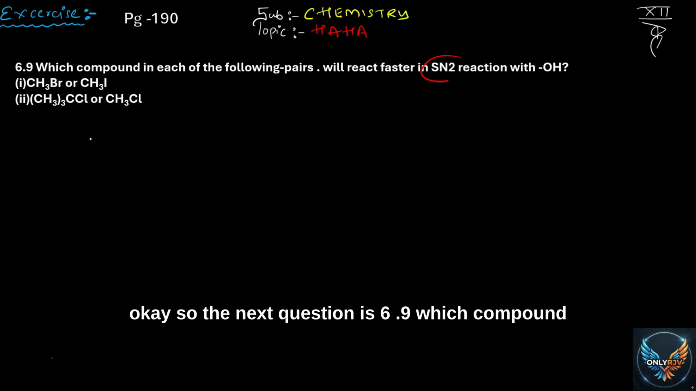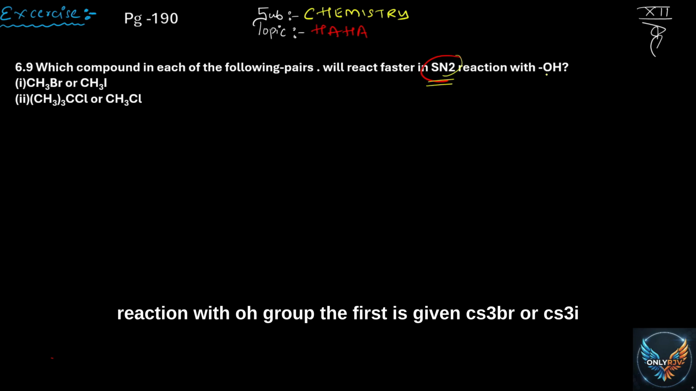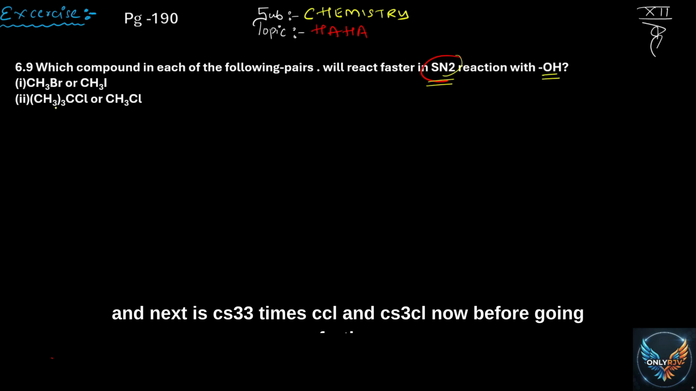Okay, so the next question is 6.9. Which compound in each of the following pairs will react faster in an SN2 reaction with OH minus? The first is CH3Br or CH3I, and the next is (CH3)3CCl or CH3Cl.